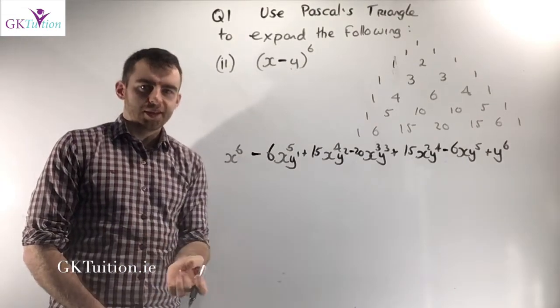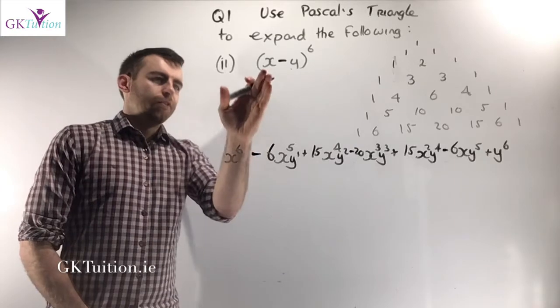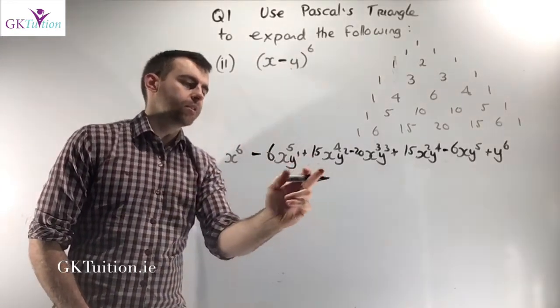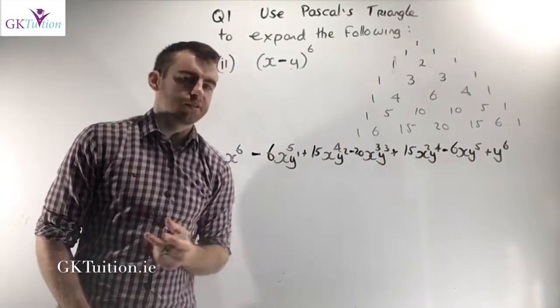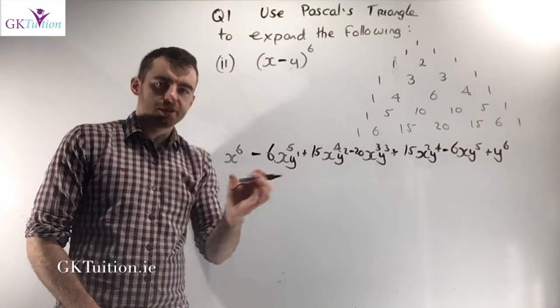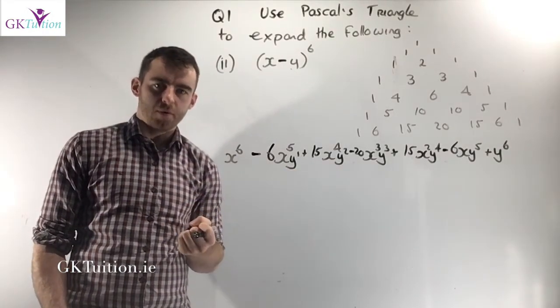Part 2 is basically the exact same, except instead of a plus, we had a minus. So the first term, it'll be x to the power 6, that's a plus, the next one's minus, then plus, then minus, then plus, then minus, then plus. So you follow the exact same logic, it's just when you're assigning the signs, you do it slightly differently. But let's move on now and look at the harder ones, part 3 and part 4.